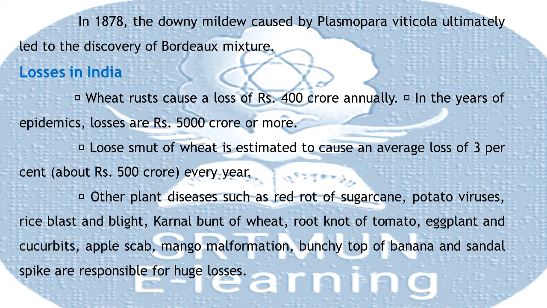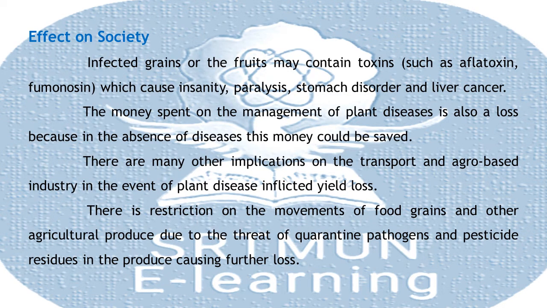Other plant diseases such as red rot of sugarcane, potato viruses, rice blast and blight, karnal bunt of wheat, root knot of tomato, eggplant and cucurbits, apple scab, mango malformation, bunchy top of banana, and spindle spike are responsible for huge losses.